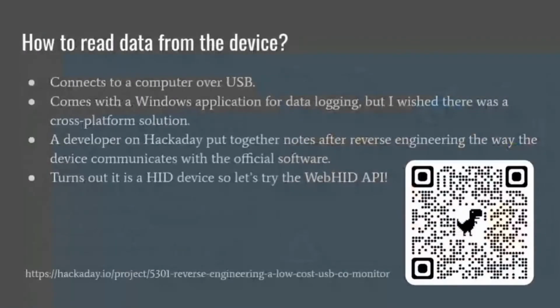This application is Windows only though, and so I wanted to see if I could read the data myself. Communicating with random USB devices like this can be difficult without documentation from the manufacturer, but luckily someone on Hackaday already did the reverse engineering to understand how the application communicates with the device. It turns out this is an HID device, so I could try to use the then experimental Web HID API.